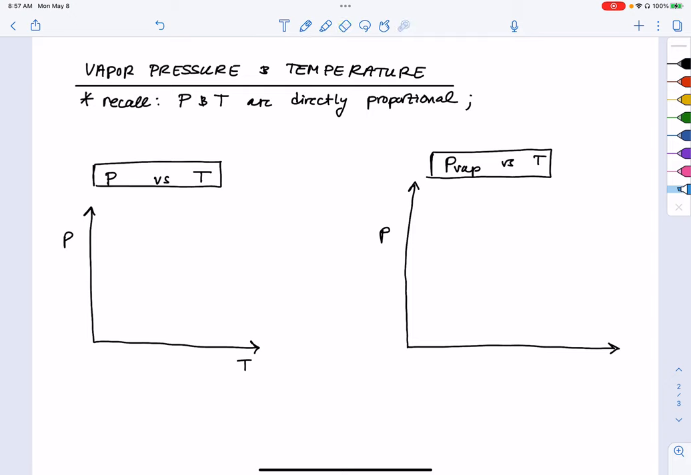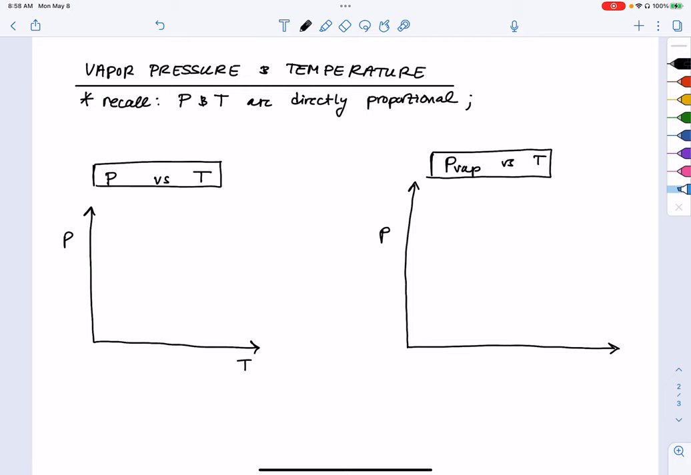So recall, from our analysis on gas relationships last week, we came to understand that pressure and temperature are directly proportional, meaning if I were to increase the temperature, I should see a corresponding increase in pressure, and vice versa. If I were to decrease the pressure, I should see a corresponding decrease in the temperature, or again, vice versa. So mathematically, what is that structure?